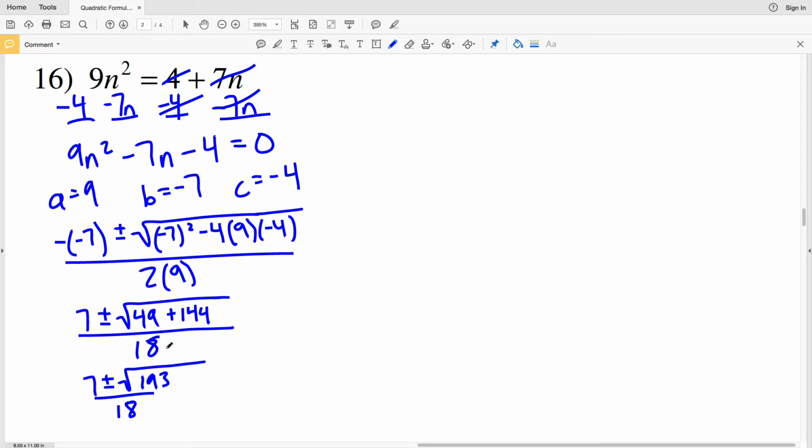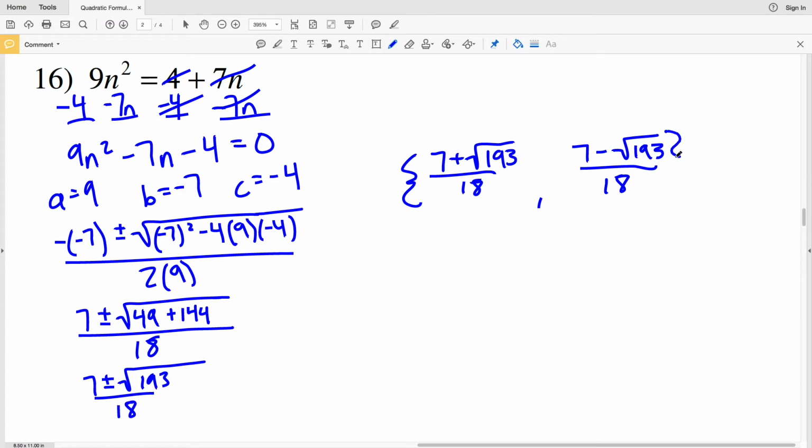Now I cannot simplify the square root of 193, so my two solutions are 7 plus the square root of 193 over 18 and 7 minus the square root of 193 all over 18.